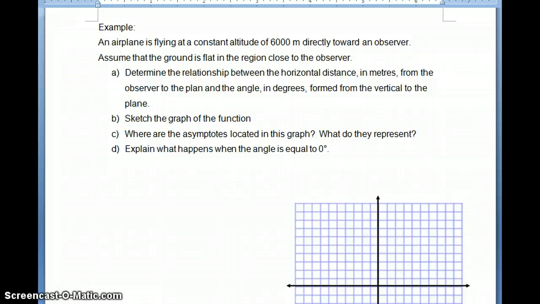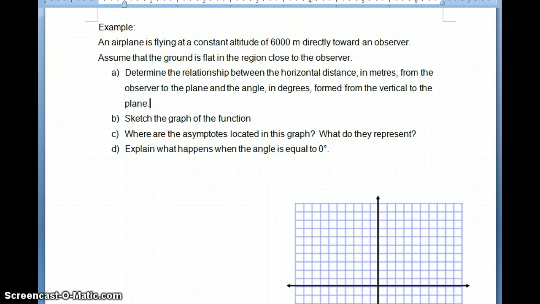All right. In this example, an airplane is flying at a constant altitude of 6,000 meters directly toward an observer. Assume that the ground is flat in the region close to the observer. Part A is to determine the relationship between the horizontal distance in meters from the observer to the plane, and the angle in degrees formed from the vertical to the plane. B is to sketch the function. C, where are the asymptotes located in this graph? What do they represent? And finally, D, explain what happens when the angle is equal to 0.